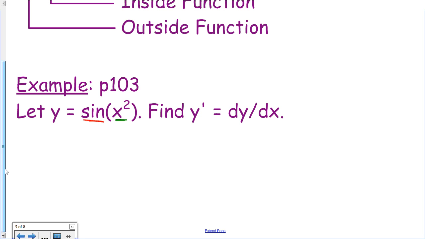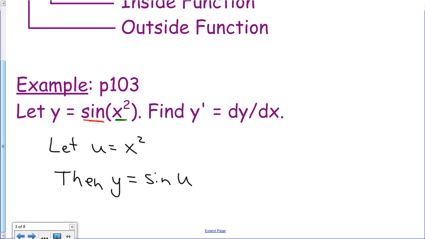Okay? All right, so to start off with this, we're going to change this problem just a little bit, or rewrite it, I should say. Obviously, I can't change it, otherwise I would have a different problem. But I'm going to rewrite it. I'm going to let u equal x squared. So we're going to let u equal the inside function. And then, of course, when I do that, I can rewrite what y is equal to. Since u is equal to x squared, y is equal to the sine, but rather than the sine of x squared, since that's equal to u, I can write that as sine of u.